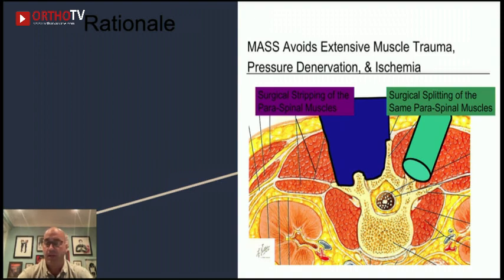The rationale behind minimally invasive surgery, or MASS, is really to minimize the amount of muscle trauma and denervation and ischemia that occurs. And this illustration here with an axial cut in the lumbar spine illustrates quite nicely the amount of stripping and disruption of muscles that we have to do in ordinary open surgery. That's represented on the blue side versus the green side, where there's splitting of the muscle and making our way through the fibers and disrupting the muscles as little as possible.